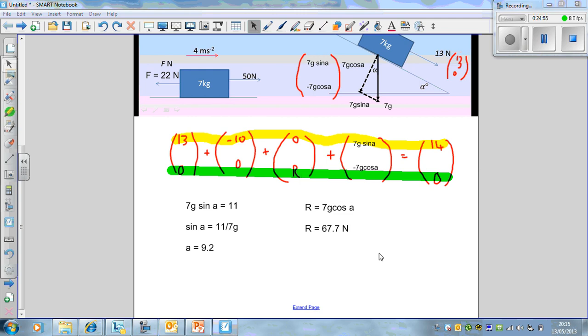And there we have it. Okay, we found R and we found the angle.